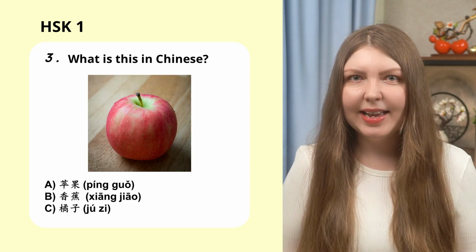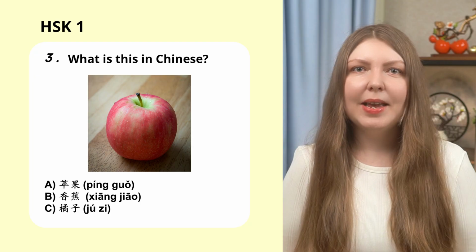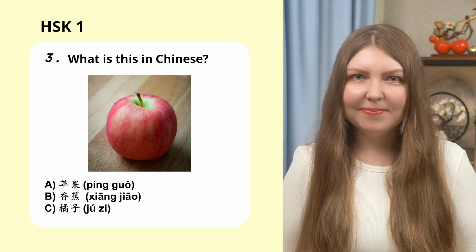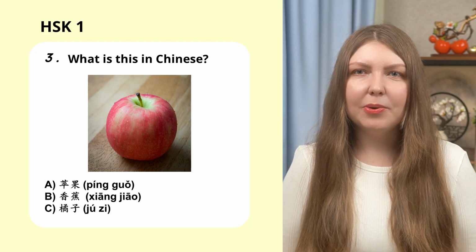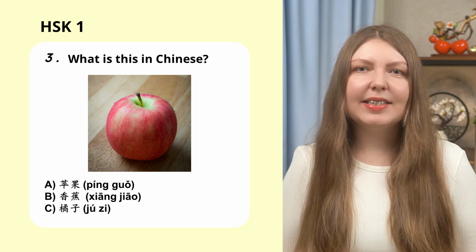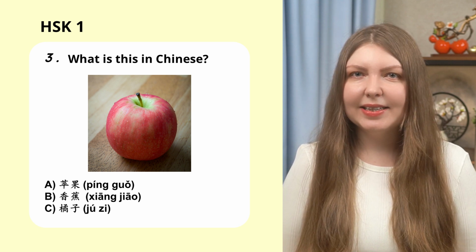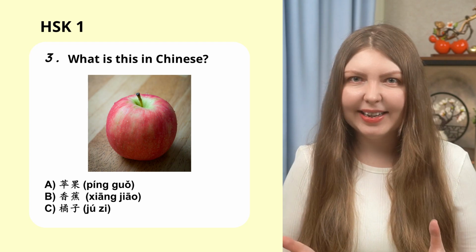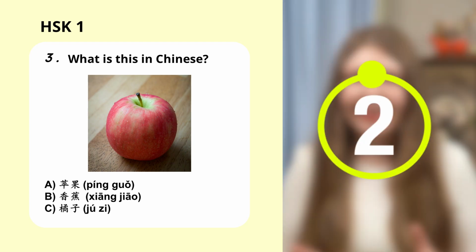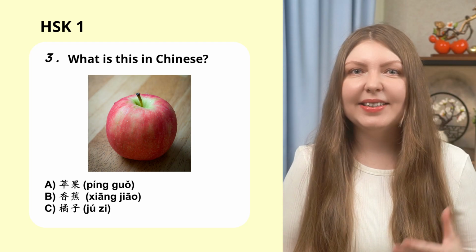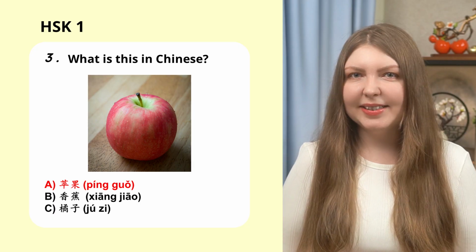Now the third one. Have a look at this image. What would you call this in Chinese? Is it A, 苹果, B, 香蕉, or C, 橘子? Think about it. The correct answer is A, 苹果, which means apple.